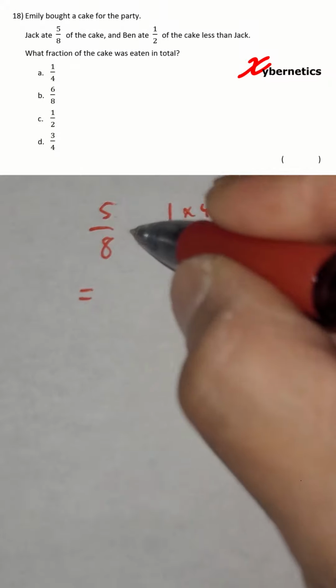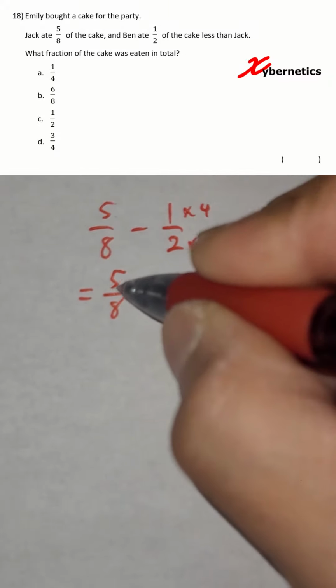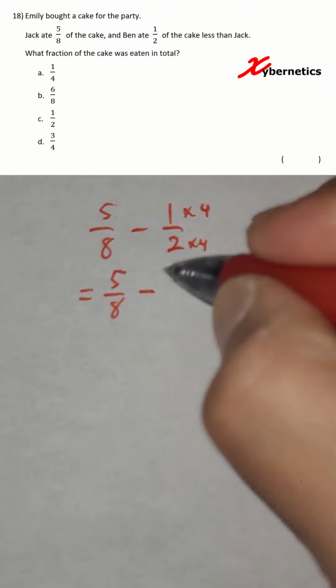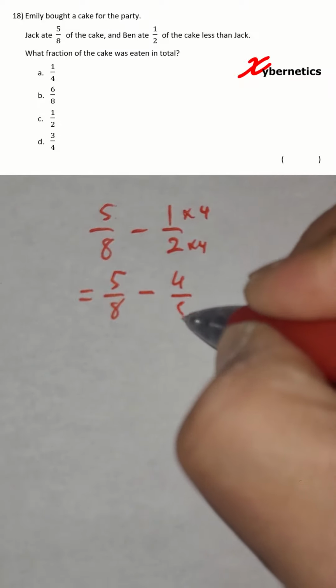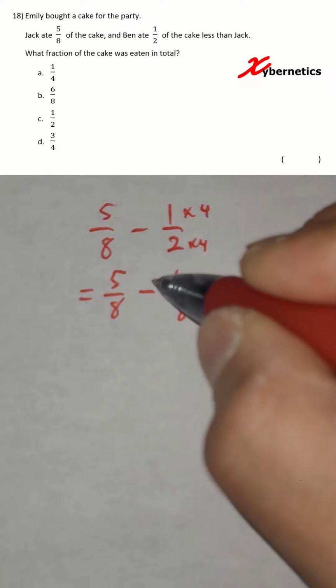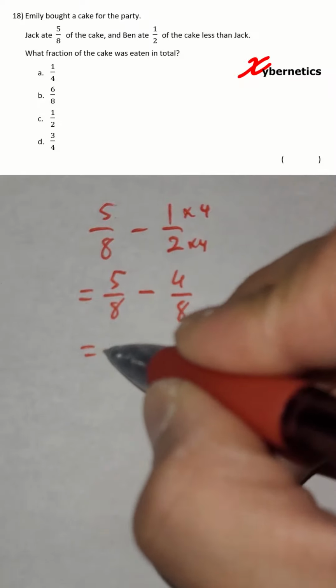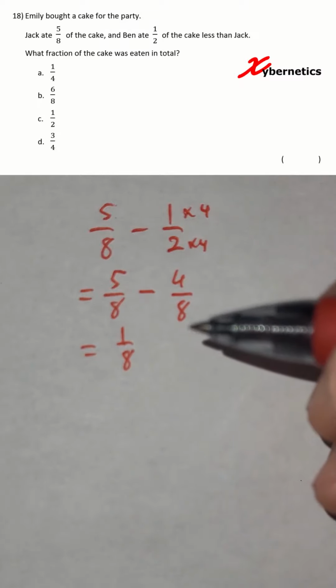Now to express it as an equation, we're going to say 5/8, which is a direct copy of this fraction, minus 1 times 4 is 4, 2 times 4 equates to 8. Now since the denominator is common, you can go ahead and do 5 minus 4, which is going to give you a value of 1/8. And this is the amount of cake that Ben has eaten.